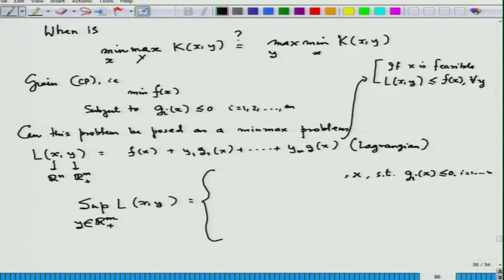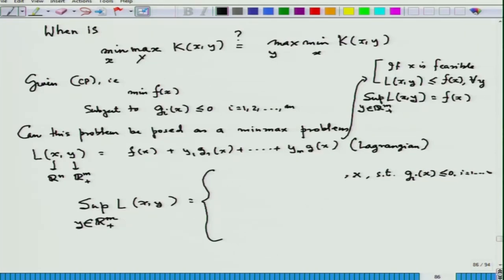Now, if I had chosen all the y1, y2, ..., ym as zeros, then L(x, y) would be exactly equal to f(x). So, f(x) is a value taken up here. So, the supremum, or in fact the maximum, of L(x, y) over y in R^m_+ is equal to f(x). If you have not understood this argument, note that if I choose y equal to 0 here, then L(x, 0) is exactly equal to f(x). This is true for all y, so L(x, 0) is less than or equal to f(x), and f(x) is less than or equal to f(x).